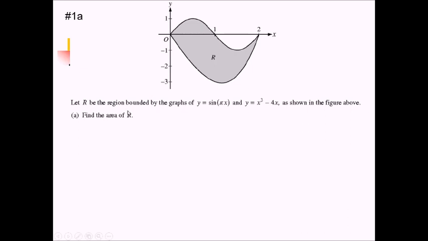First task is to find the area of R. So our general setup here, we're going to be taking an integral from left to right, and we're going to be doing a top minus bottom function to find the area.